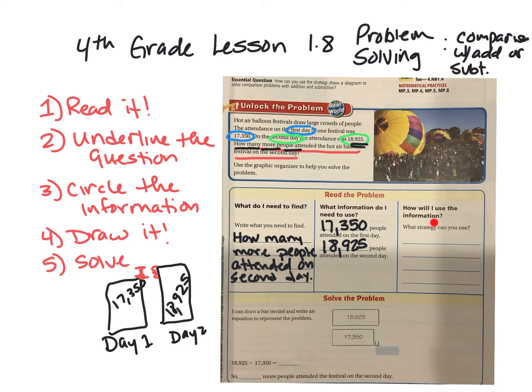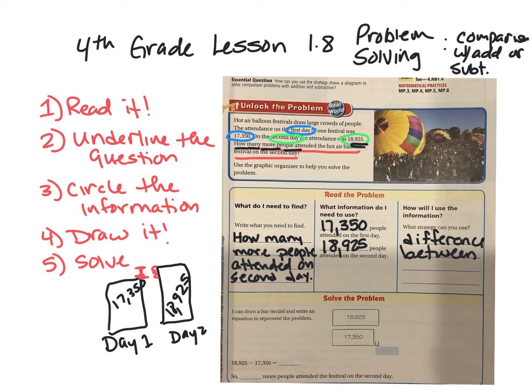How will I use the information? What strategy can you use? That's kind of similar to my draw it, but maybe you reason it out differently. Maybe you're not visual or you don't need a picture like I do to do it, but this could be a draw it scenario. Or you could think, well, I need more. I need to find the difference between.